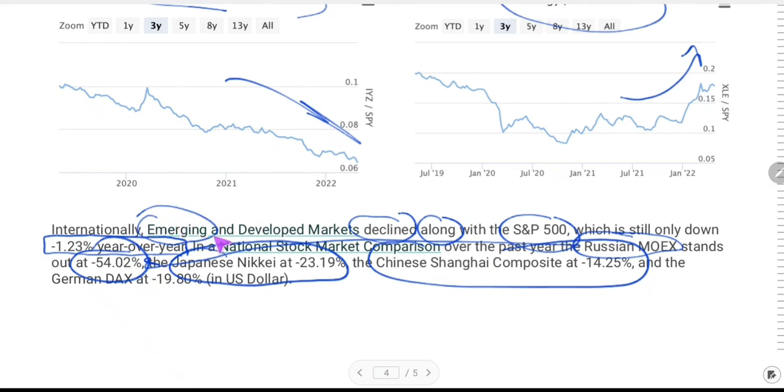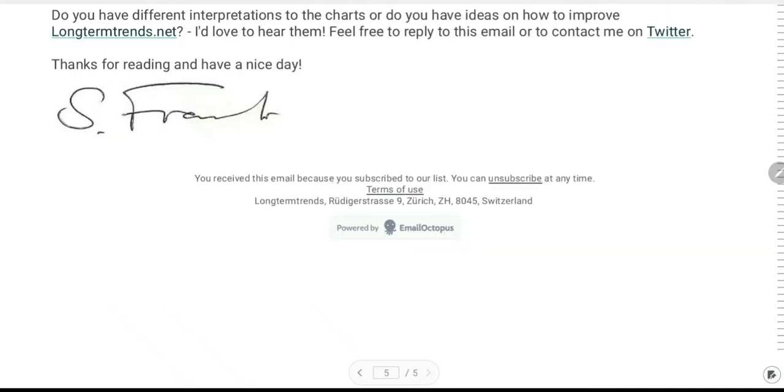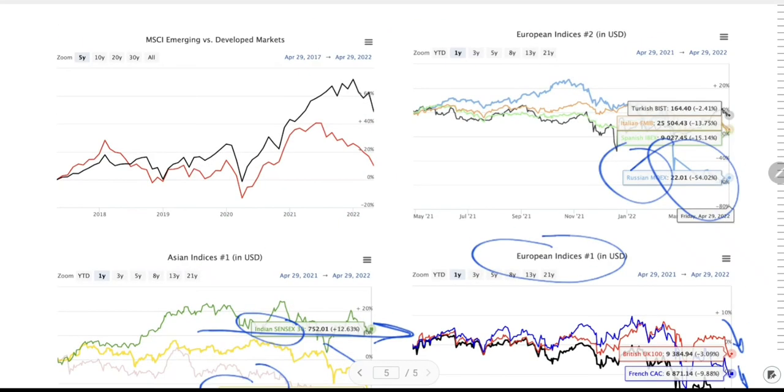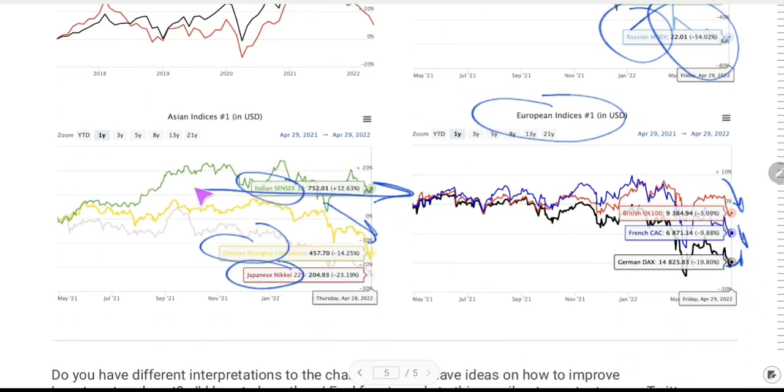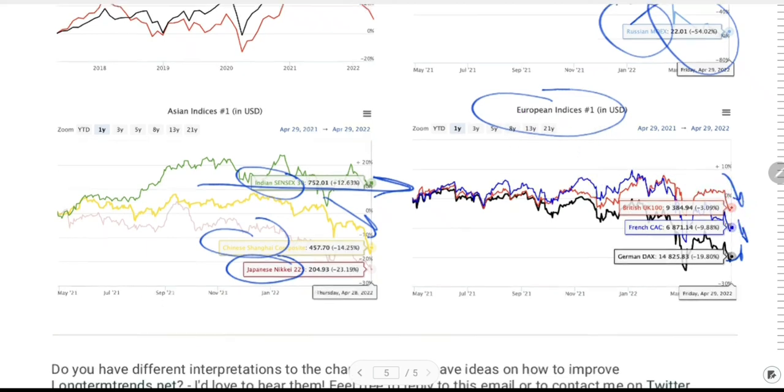Also, other markets, no, it was not concentrated to the US. Other markets, such as emerging markets, India, China, Russia, Japan, which is not emerging, all of them were falling. Japan minus 23%, Russia due to the war minus 54%, and the DAX minus 19%. This is Europe. And so overall, we see here the emerging markets also falling behind. We see Europe also going down. We see Asia also in general going down.